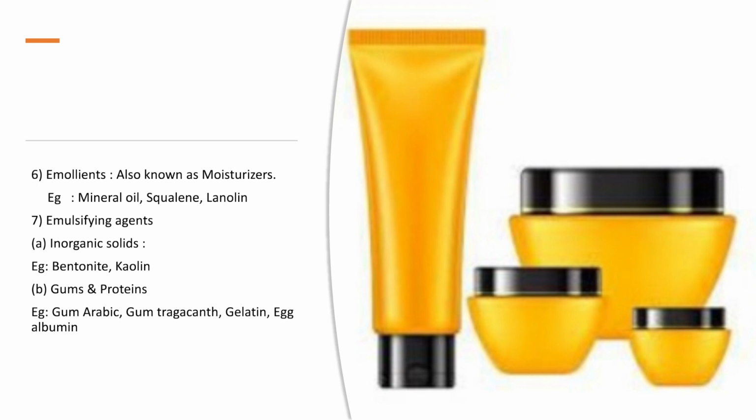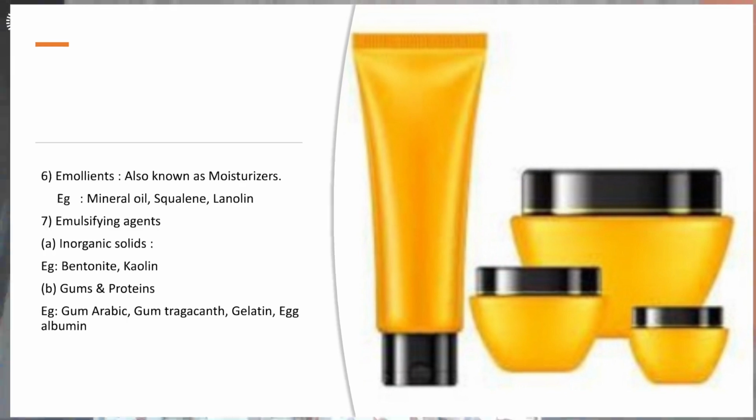Then there are other emulsifying agents. They can again be inorganic solids, for example bentonite, kaolin, or gums and proteins, for example gum arabic, gum tragacanth, gelatin. Sometimes egg albumin is also used. So these are the different substances used in the preparation of creams.